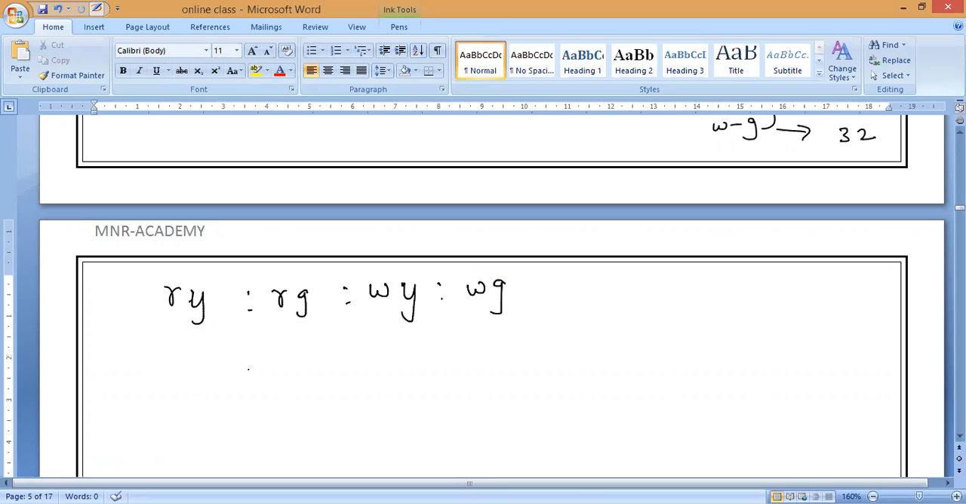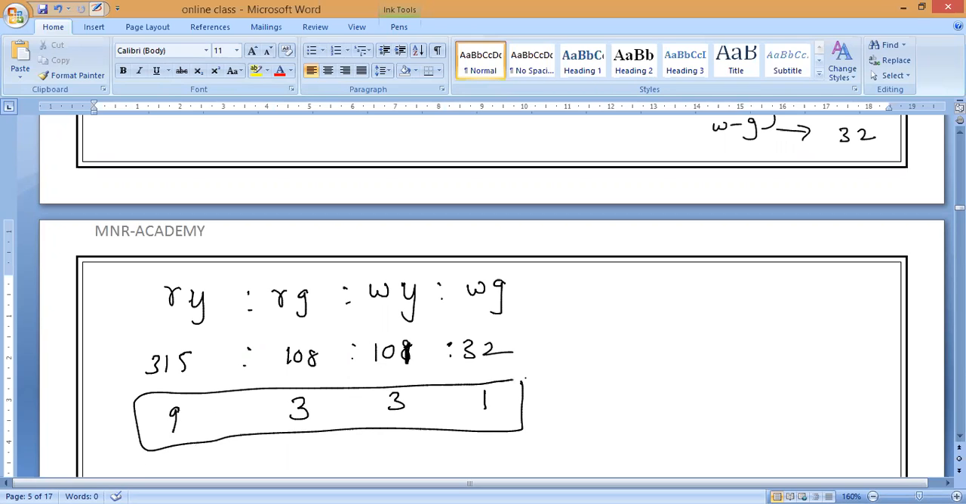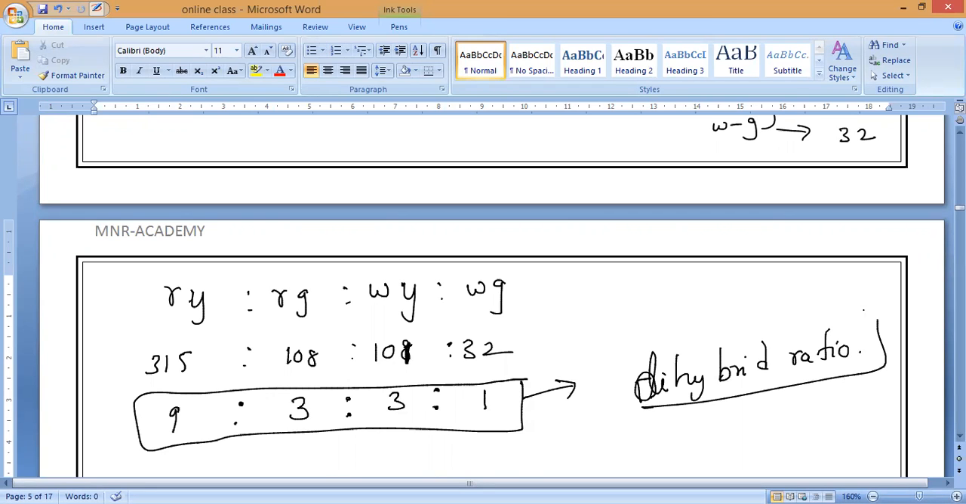If we take the ratio, what is the ratio? 315 is to 108 is to 101 is to 32. If you simplify that F2 generation ratio, it is almost 9 is to 3 is to 3 is to 1. What is this ratio called? This is called the dihybrid ratio. Till here, if anybody has any doubt, you can ask me.